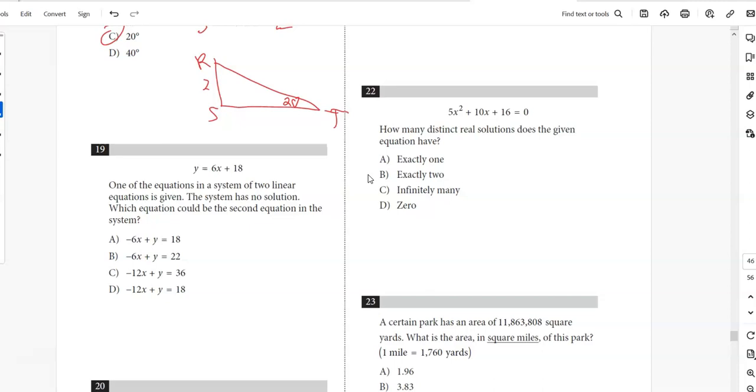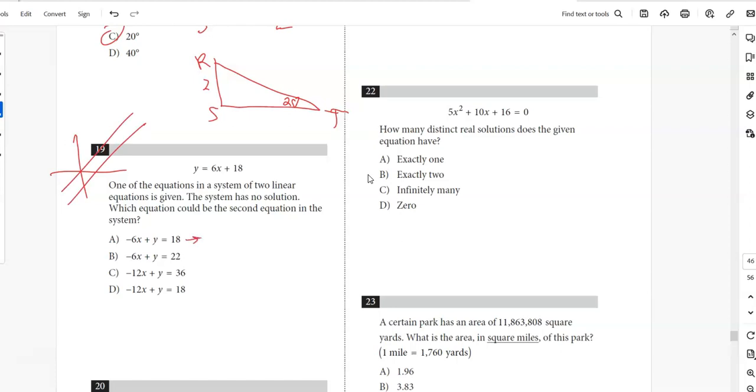Okay, so this one has 2 linear equations. One of the equations is a system of 2. The system has no solution. So no solution means, if you think about it graphically, we've got the same slope, whatever the slope is, but different y-intercepts. That's really what I want.